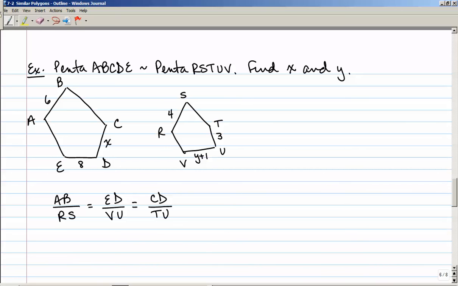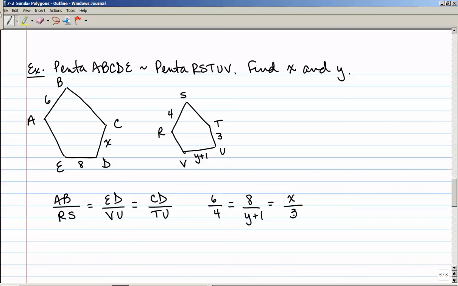Now, to make this a little simpler, I'm going to add in some numbers. AB is 6, RS is 4, ED is 8, and VU is Y plus 1, CD is X, and TU is 3.